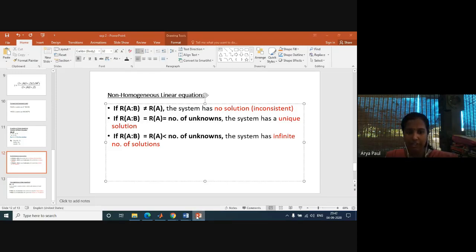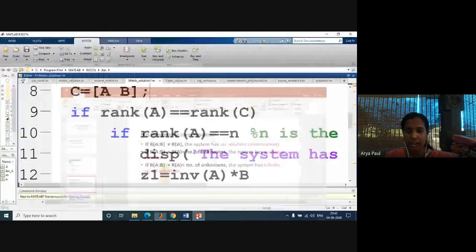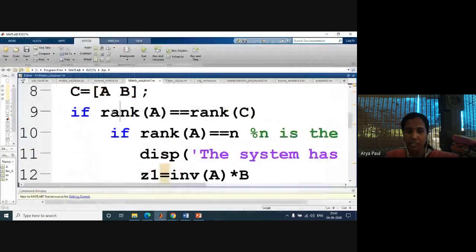So how can you find out the rank of a matrix? You can use the built-in function rank, R-A-N-K. So if rank of A equals rank of C, what is C? C is the augmented matrix. So the rank of the augmented matrix is equal to the rank of matrix A.